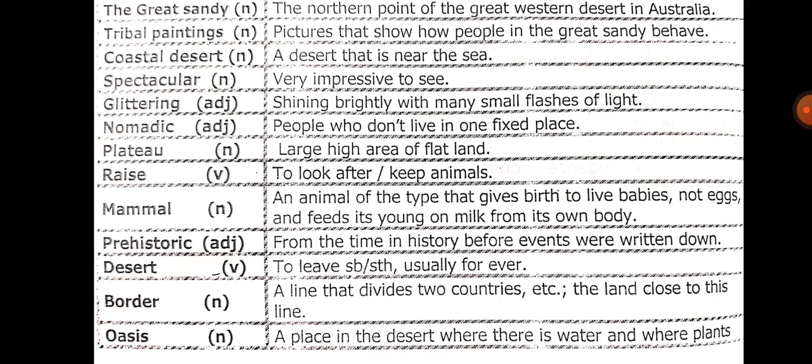Mammal, an animal of the type that gives birth to live babies, not eggs, and feeds its young on milk from its own body. Prehistoric, from the time in history before events were written down. Desert, to leave somebody or something, usually forever. Border, a line that divides two countries, the land close to this line. Oasis, a place in the desert where there is water and where plants grow.